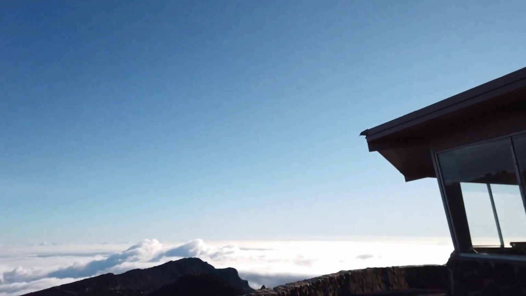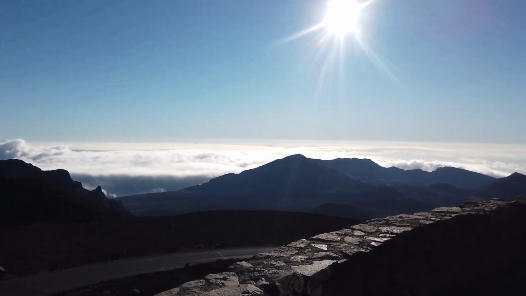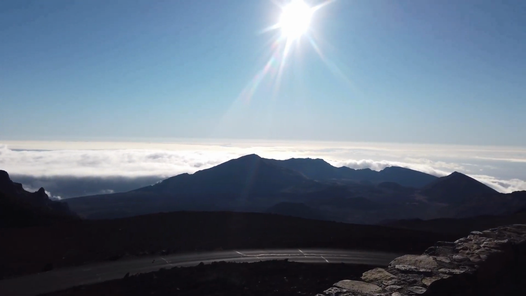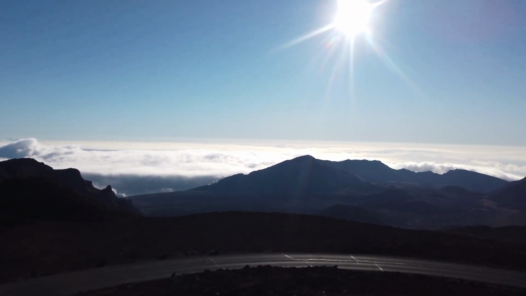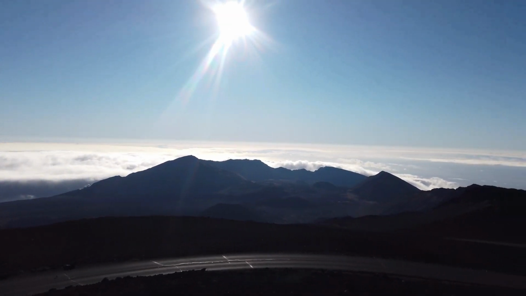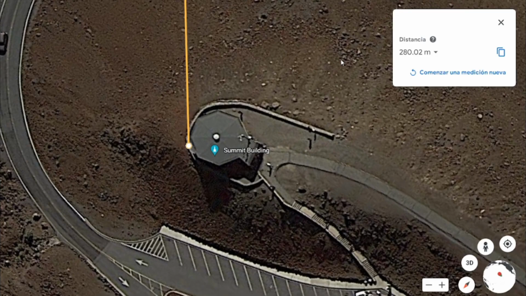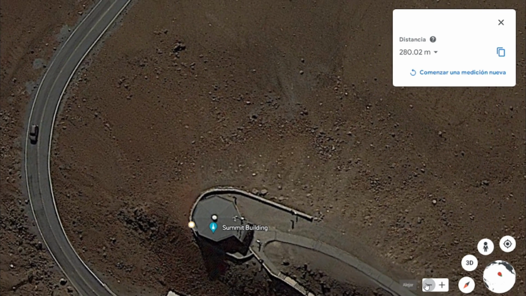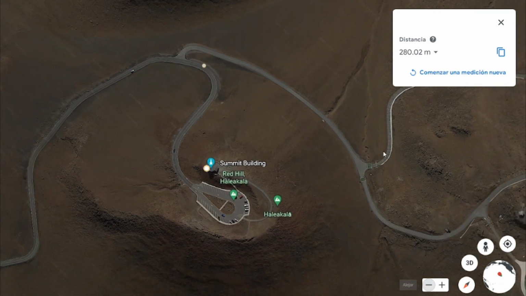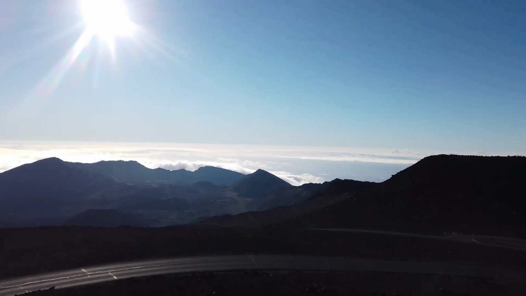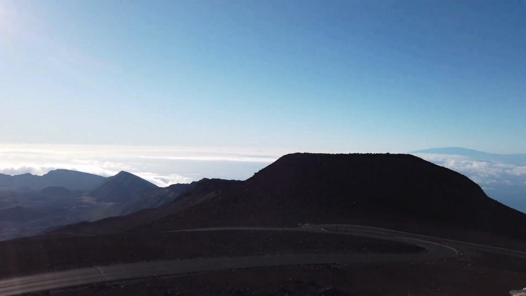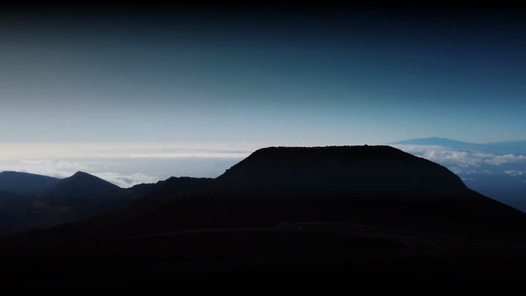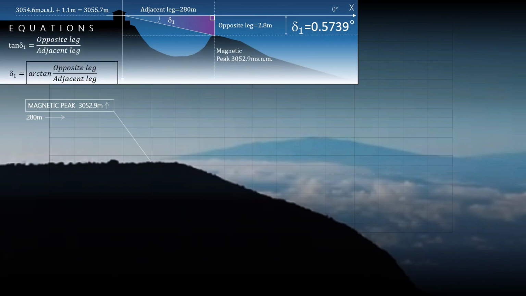In front of the north-northeast window, outside the observatory, is another popular spot for panorama viewing, and from there you can apply the same method, you just have to consider the change of variables. The distance to magnetic peak increases by 10 meters and the height of the lens decreases by 1 meter from the previous observation point. We substitute the data and from this point, delta 1 is equal to 0.578 degrees.